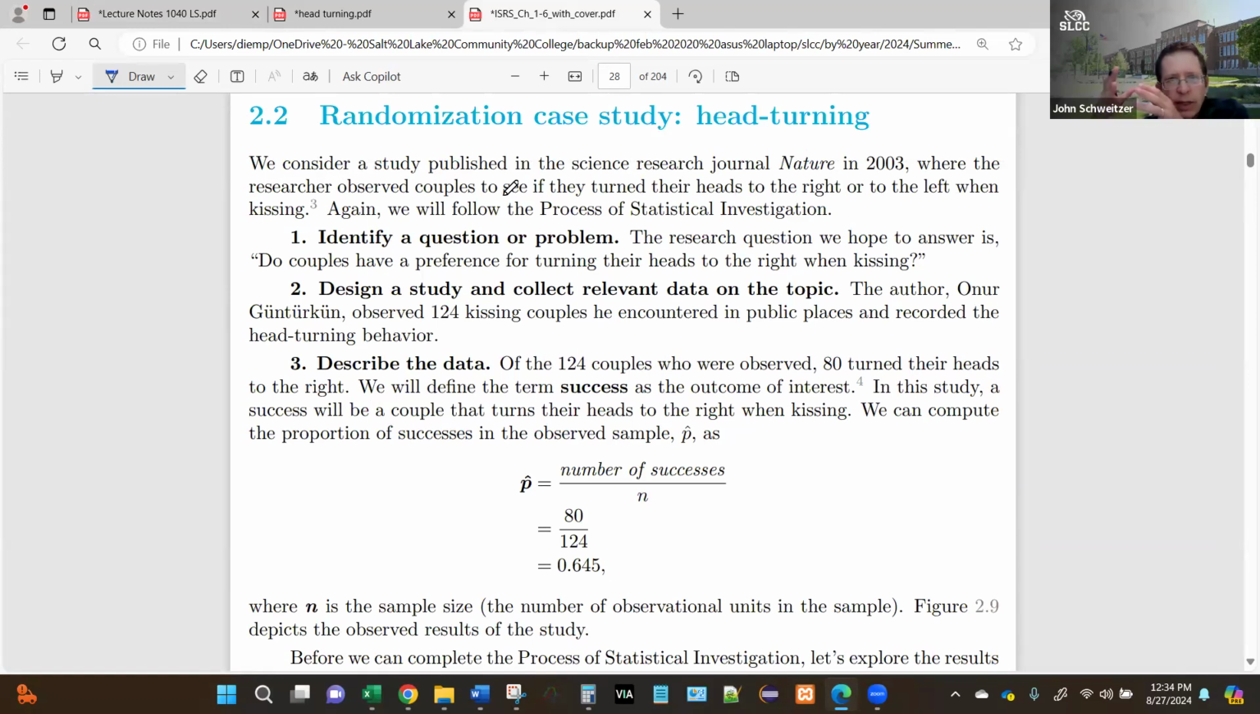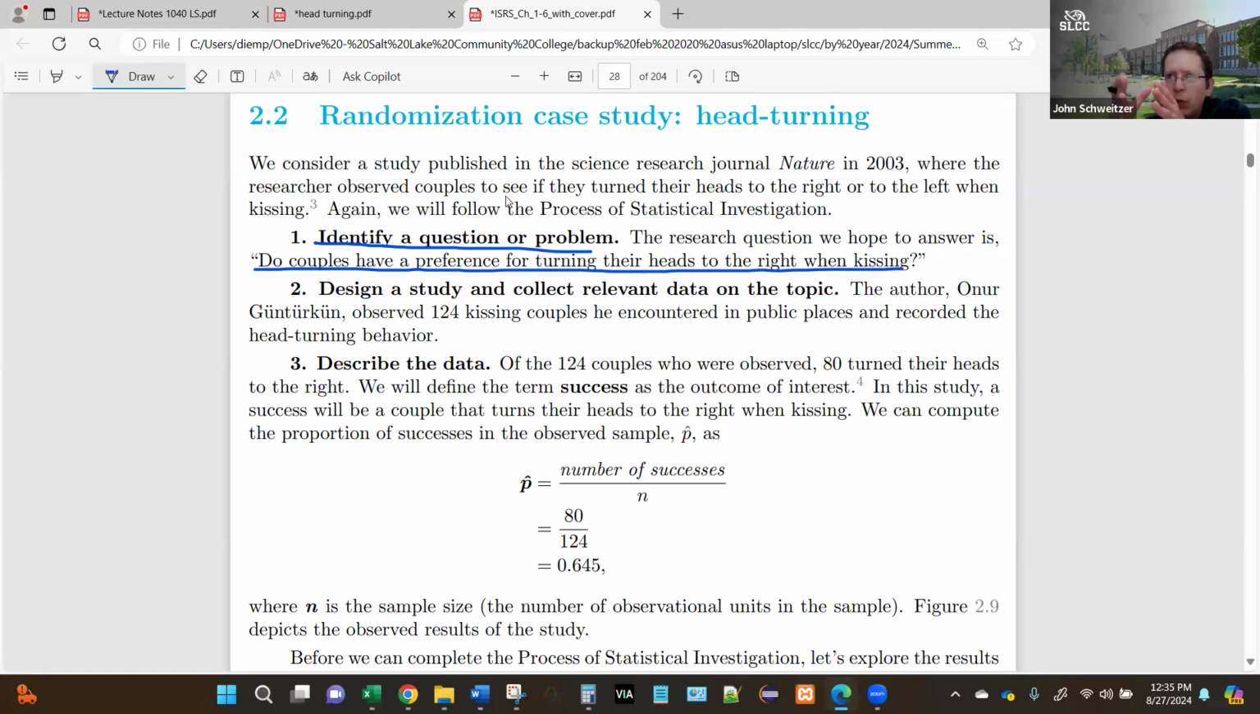Okay, so remember we have our 6-step process. We identify a question or a problem. So what was his question? Do couples have a preference for turning their heads to the right when kissing? At first glance, it doesn't sound like a super important question to answer, but underneath that, we're getting at something more important, which is behavioral asymmetry.